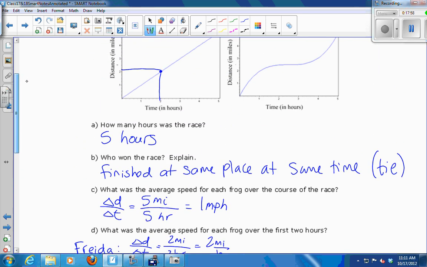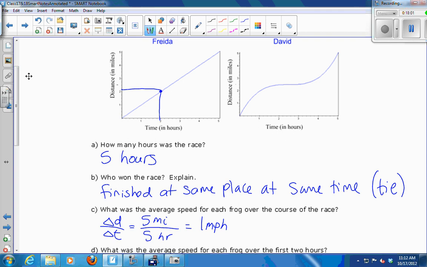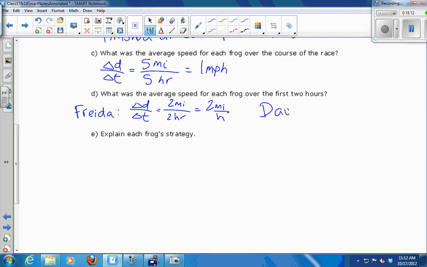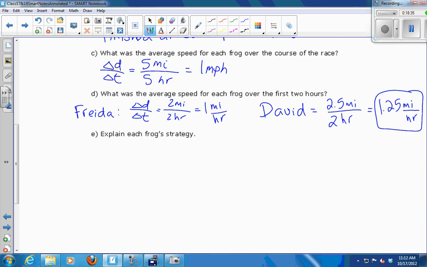But then David, over 2 hours, traveled how far? About 2.5 miles over 2 hours. Oh yeah, sorry, 2 over 2 is definitely 1. And then David traveled 2.5 miles over 2 hours. So his average speed is 1.25 miles per hour. So he, on average, was traveling a little faster than Frida over the first 2 hours.